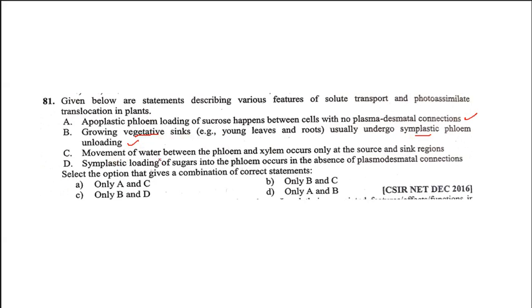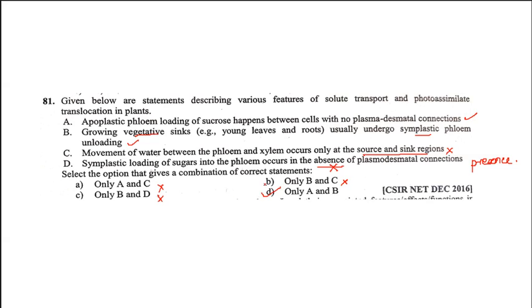Movement of water between the phloem and xylem occurs only at source and sink regions. It is not necessary that movement of water between the phloem and xylem is only at the source and sink regions. It can be anywhere, in any region of the plant. So this is wrong. Symplastic loading of sugars into phloem occurs in the absence of plasmodesmata. No, symplastic is in presence of plasmodesmata. So C, D are the incorrect options, and A, B is the correct option.